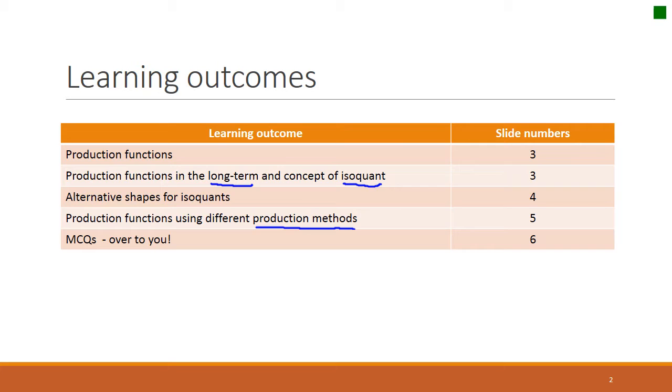They can use, for example, relatively capital intensive methods of production or relatively labor intensive methods of production, depending upon the costs of factors of production and availability in markets. And finally, a couple of MCQs for you to look at.